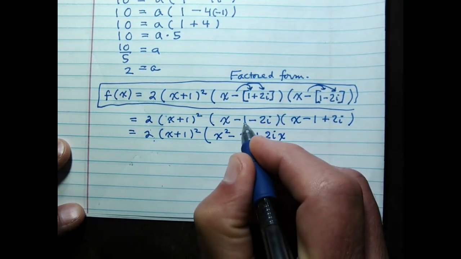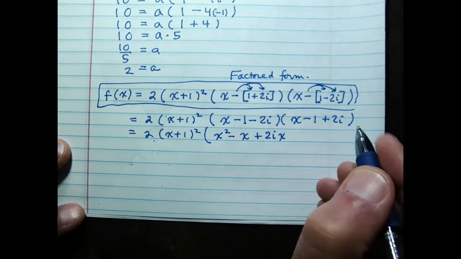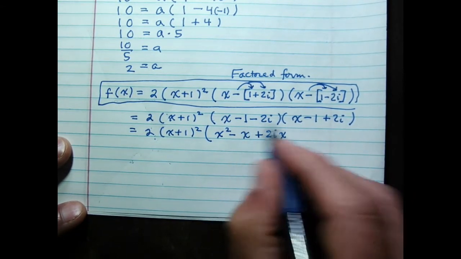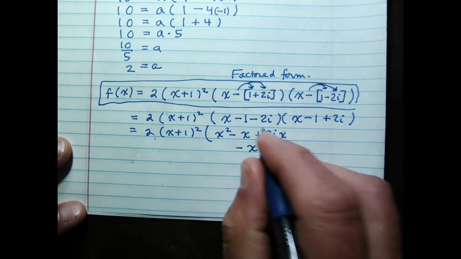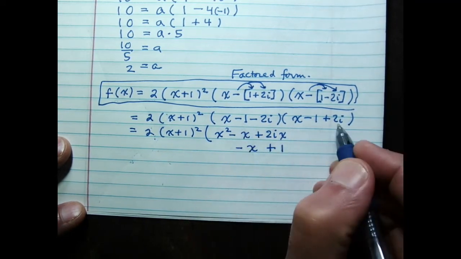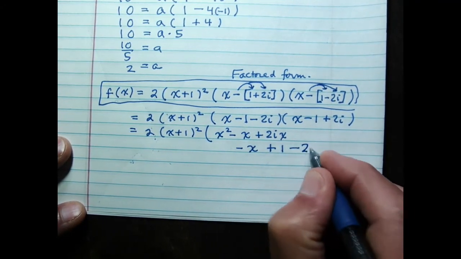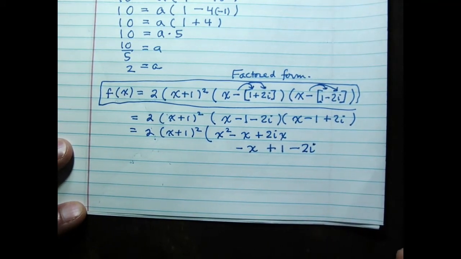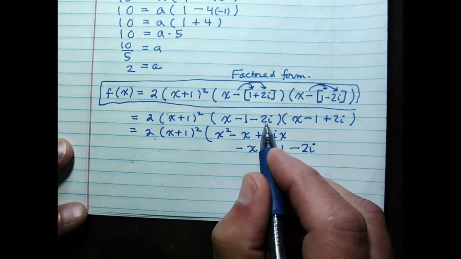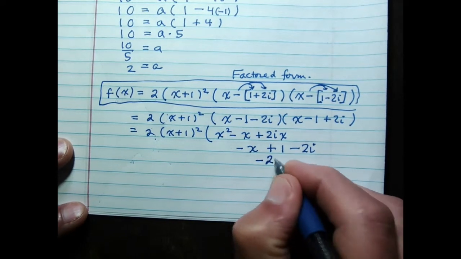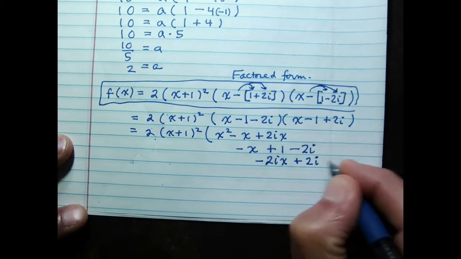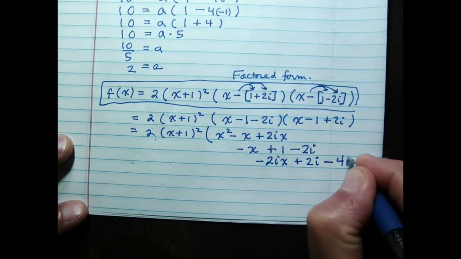Then I'm going to take -1 times each term. I'm kind of in a corner here, so I'm just going to come down below. -1 times x is minus x. -1 times -1 is plus 1. -1 times 2i is -2i, all by itself. Then I'm going to take -2i here times each term that follows. So I'm going to get -2ix, and I'm going to get plus 2i, and then I'm going to get minus 4i squared.